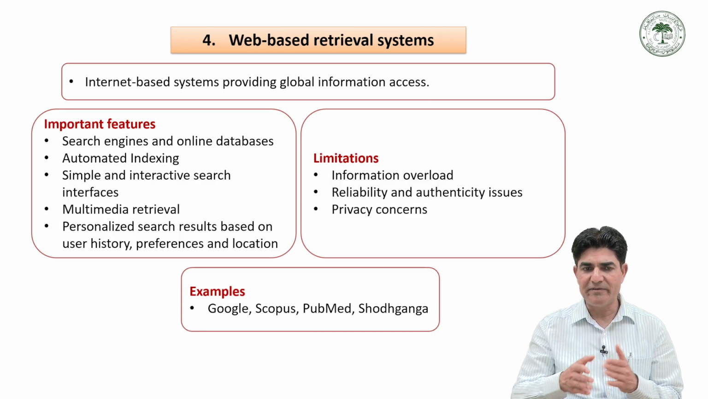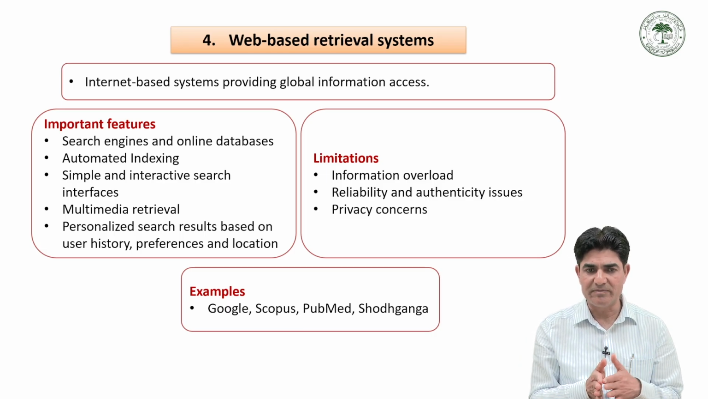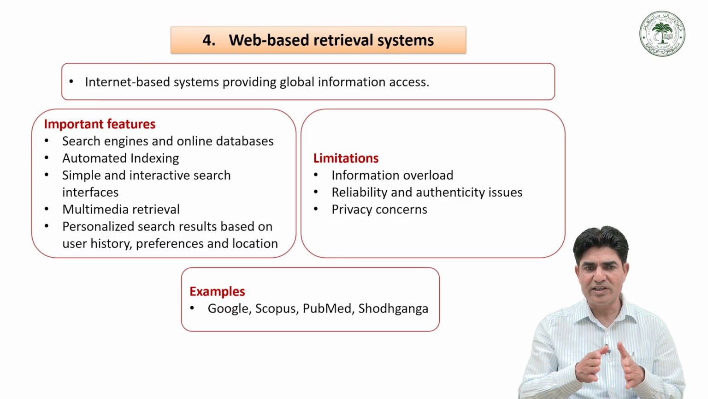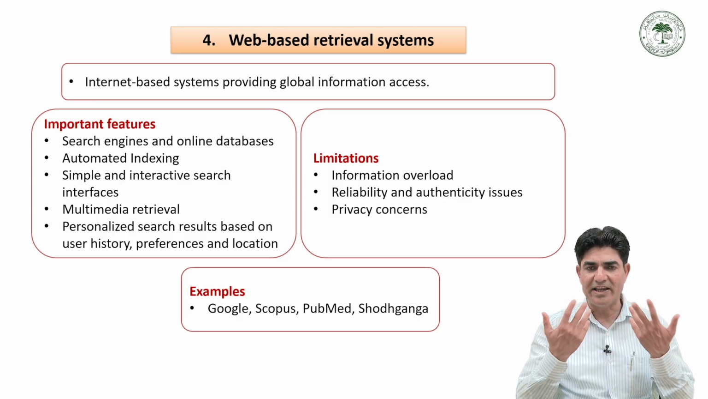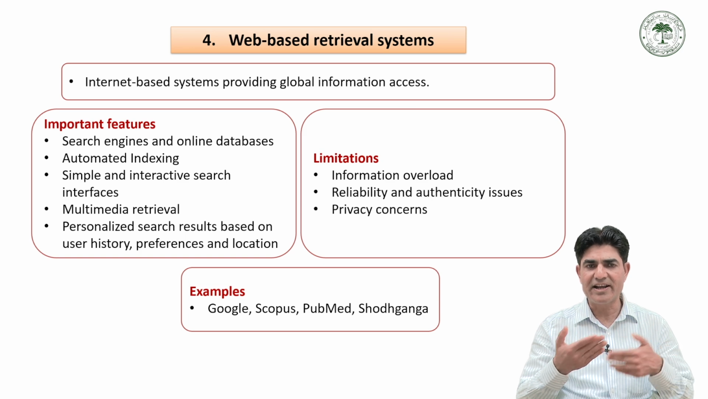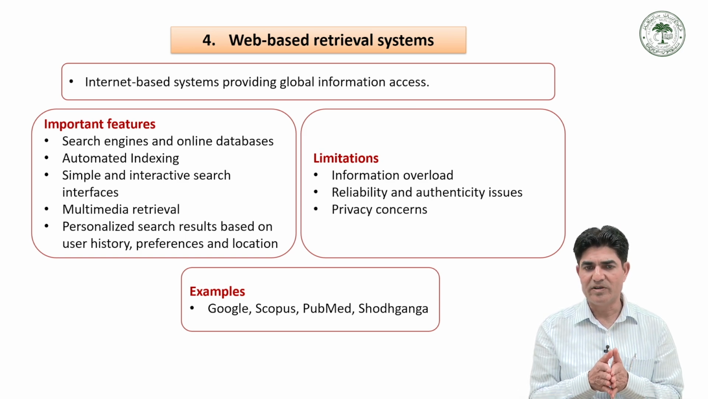There are different examples of web-based information retrieval systems, like Google as a search engine, Scopus as a scholarly database, PubMed as a scholarly database, and Shodhganga. Shodhganga is a repository of theses and dissertations maintained by the INFLIBNET Centre. So they are web-based information retrieval systems that can be used by any user all over the world, who can interact with the system and find the required information.